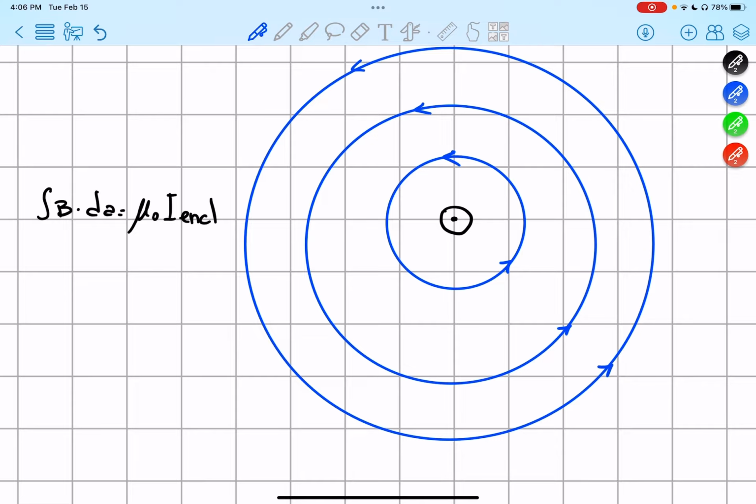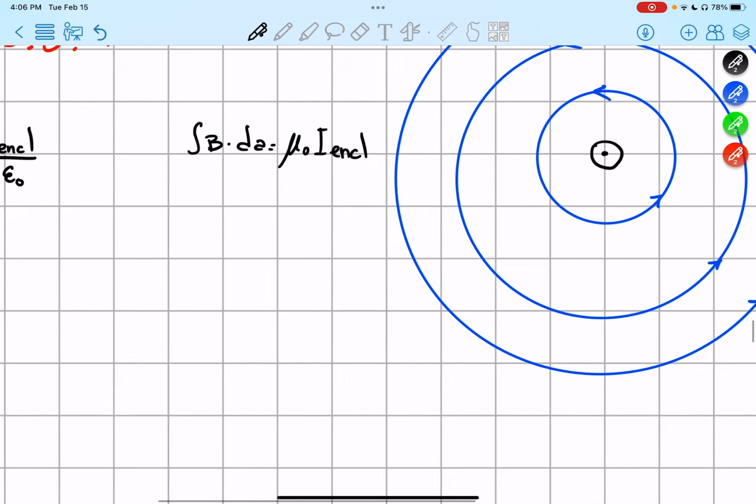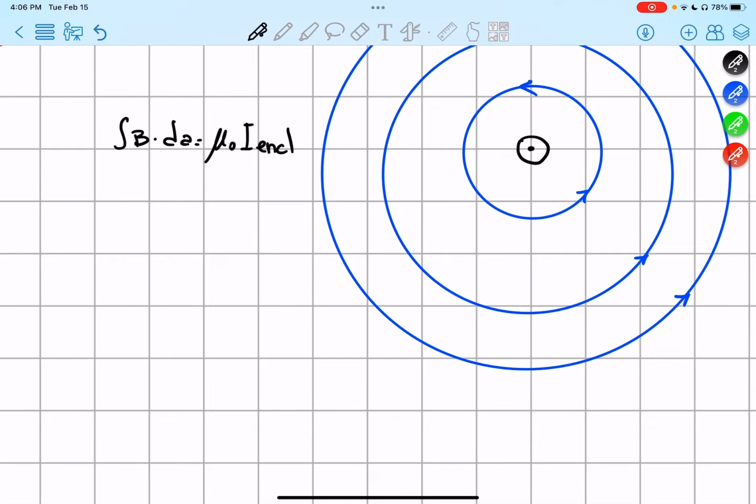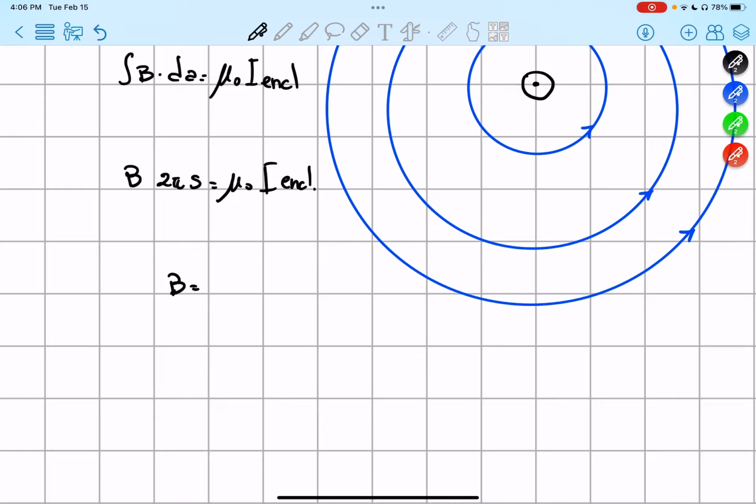So if you point your thumb towards you, then the rest of the fingers curl around the thumb in that direction. If we do this, we have to find the area of a cylinder around the wire. And of course, the surface of a cylinder will be 2 pi times s. So it will be B times 2 pi times s equals mu naught times I enclosed. And so we would say that B equals mu naught times I enclosed over 2 pi s. And as you can see, we proved what the book is saying.